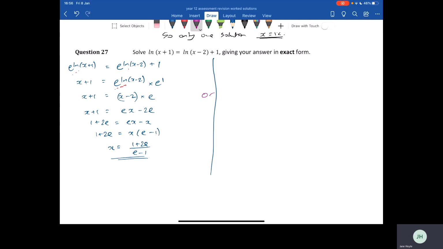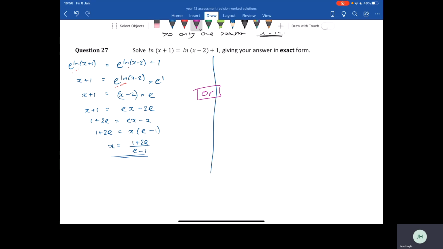Or another way of doing it, which is kind of the way that the previous questions were edging you towards. I can't write it as exponentials because I've got logs on both sides of the equation. So I'm going to rewrite that as ln(x + 1) minus ln(x − 2) equals 1. I'm now going to use my log rules. Because I've got a subtraction there, I can write that as log of the first thing divided by the second thing.